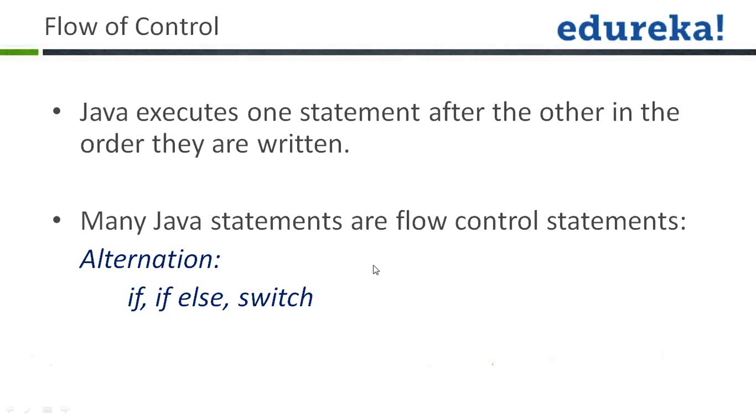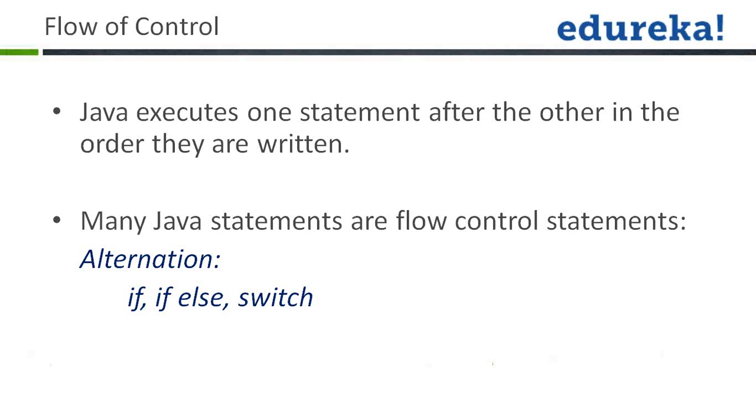Now we come to the fact that many Java statements are flow control statements. Whenever you need to control the flow of execution, you can use the Java flow control statements like alternation: if else, switch. These are the statements that will help you to alternate the flow of execution. As well as there are other flow control statements, that is the loop statements. Whenever you have to repeat the code again and again, you'll be using loops. First we'll understand the alternation statements and then we'll come to the loops. Namely, there are 3 loops: for loop, while loop, and do while loop.